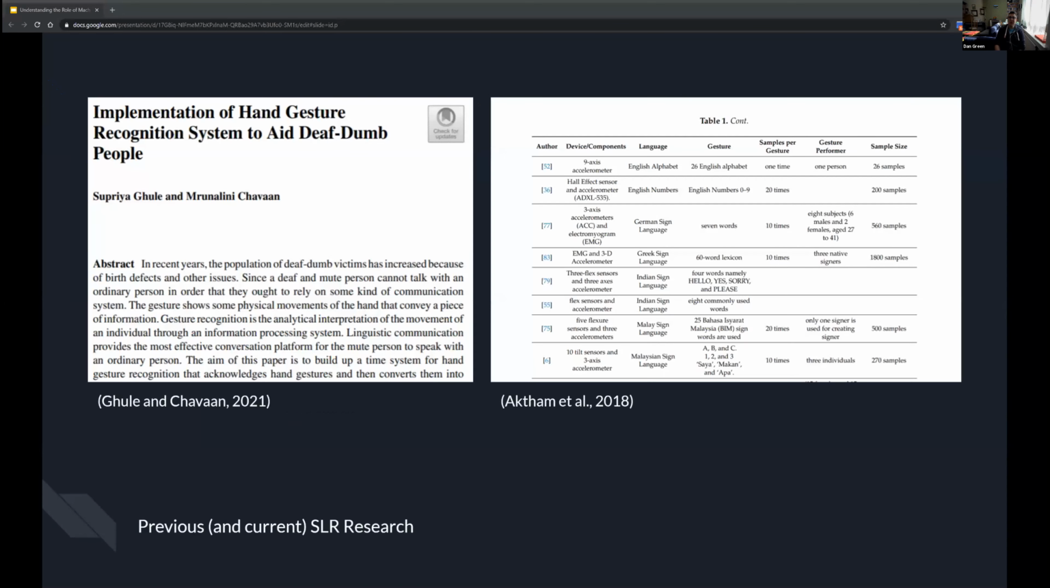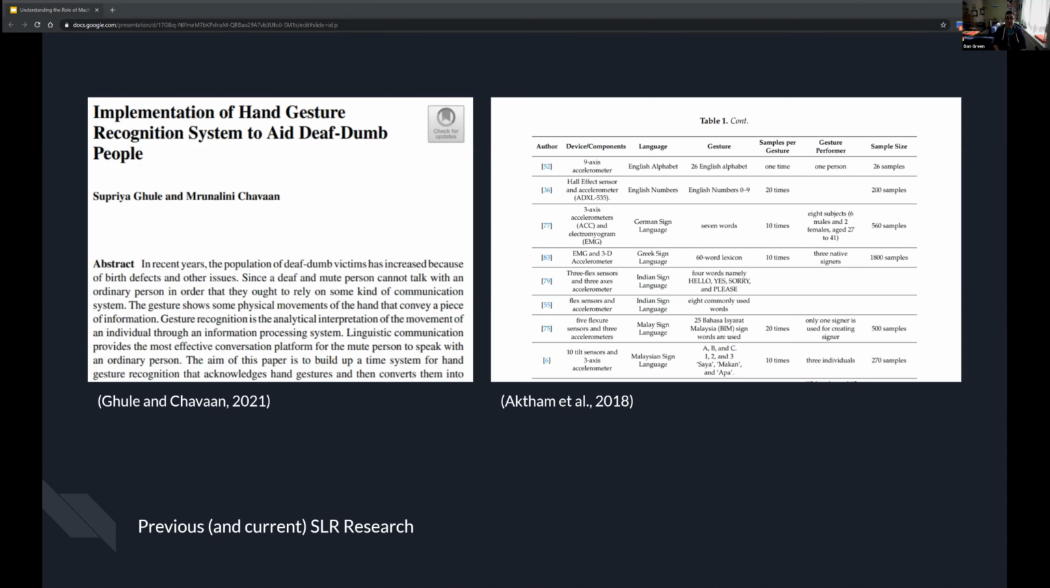So now we're going to move on to talk about some of the previous research in this area. I wanted to first start with, this was really where some of my motivation for this project came from, because there are a lot of research projects that come out within the field of engineering or computer science that lack some of this grounding in linguistics or deaf issues.